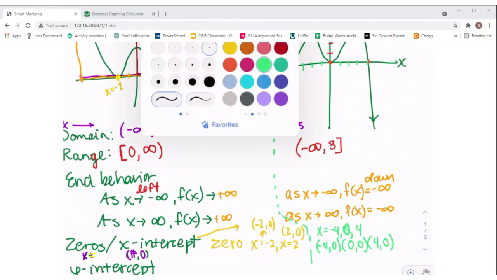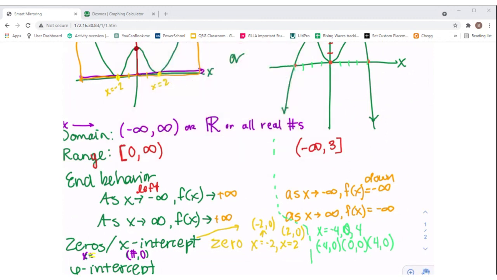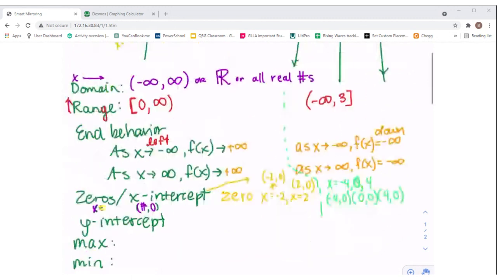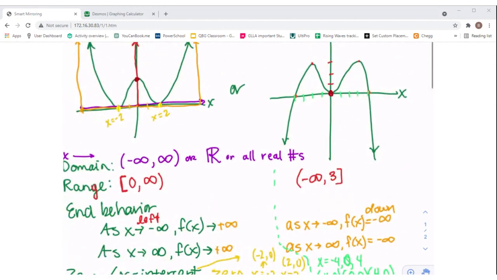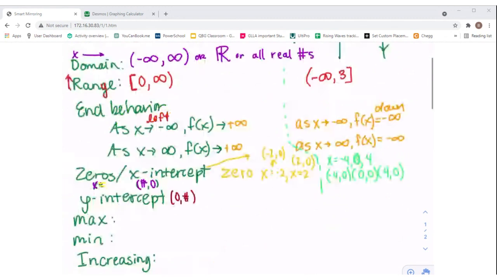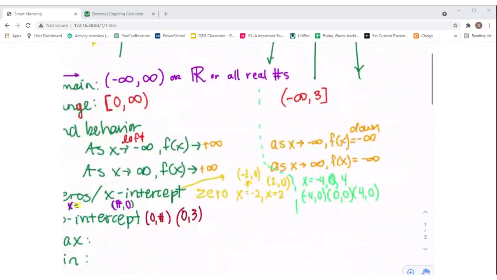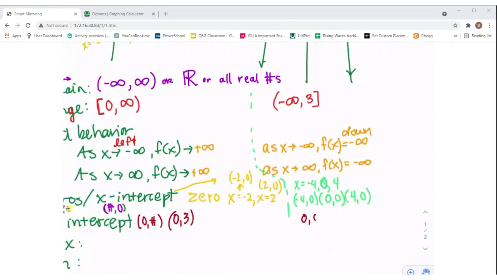So if we did this color, it crosses right there, crosses right there. The y-intercept goes 0, number. And maybe this would be up 3 on that one. So it'd be 0, 3 for this one. And then for the one on the right, it'd be 0, 0. So notice that the x-intercept and the y-intercept are the same, and that this looks like a face. You could make it have teeth.